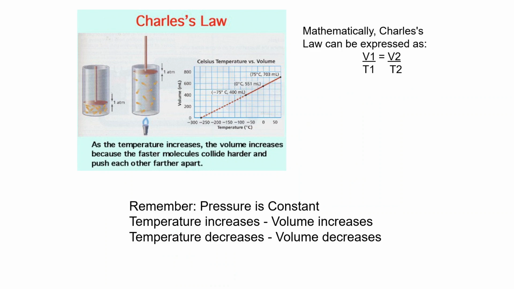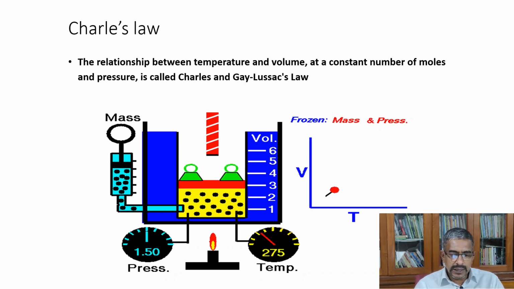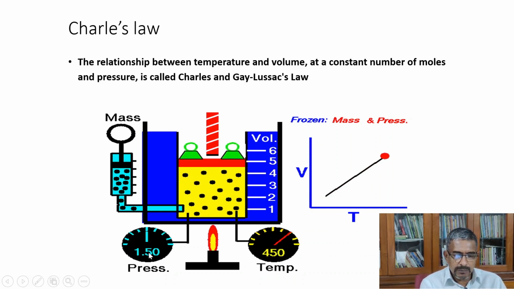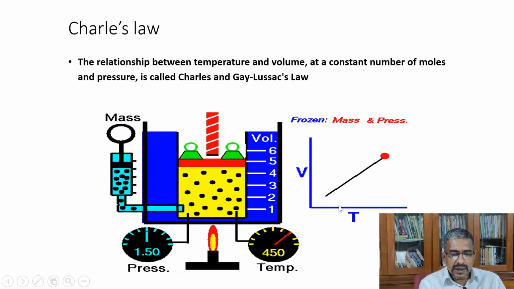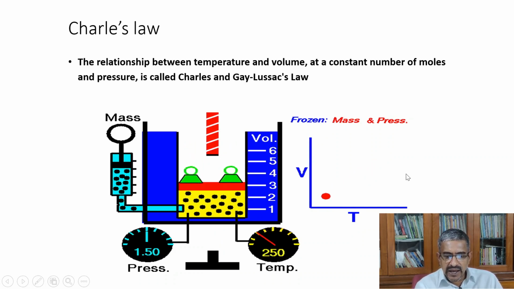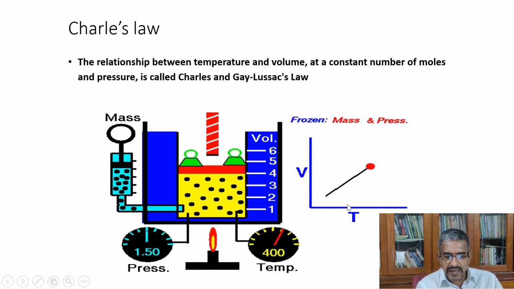One more law explains the relation between temperature and volume, and that is Charles's law. Here the pressure is constant, so volume and temperature are the parameters that vary. Look at that: pressure is constant here, then temperature is increasing. See, temperature increasing, volume is increasing. It's directly proportional. When the volume increases, temperature increases. When the temperature increases, volume increases.